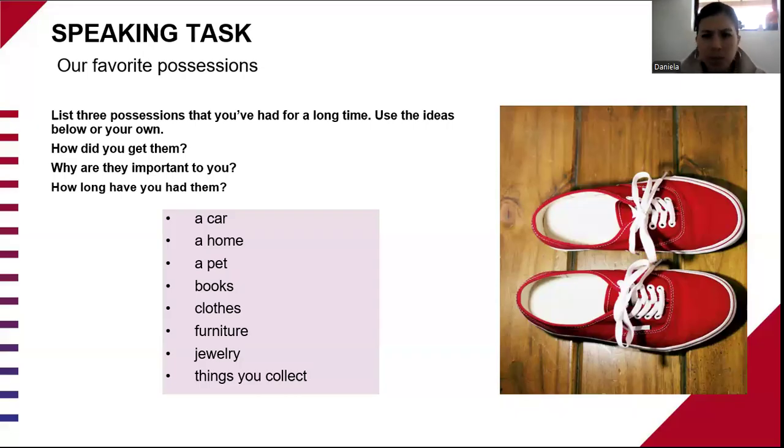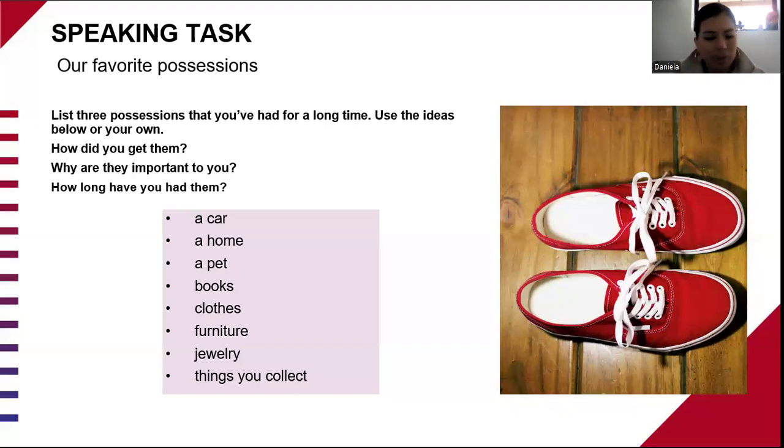Obviously, my car, my home, those are my favorite possessions because I use them every day, and they're very important for me to fulfill whatever I have to fulfill, to do the things that I need to do, like working and all that stuff. So yeah, but I think my favorite possessions are my pets.